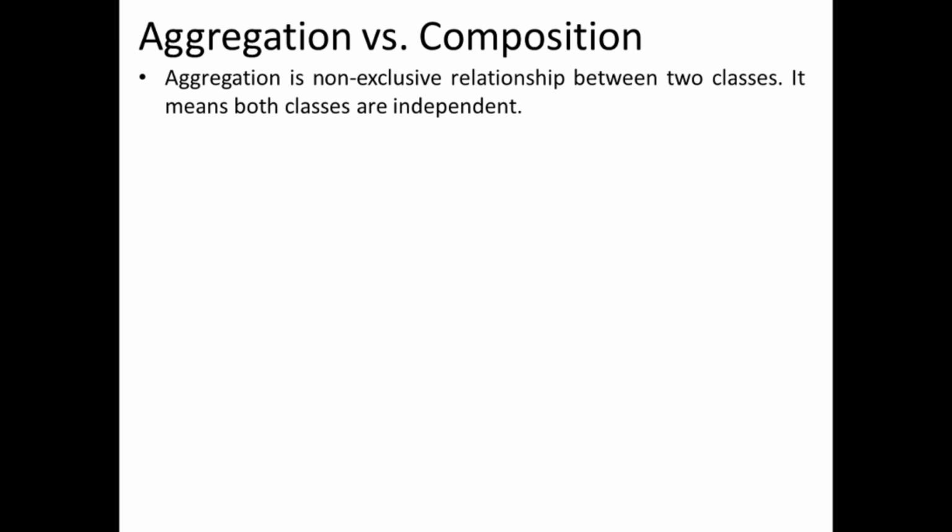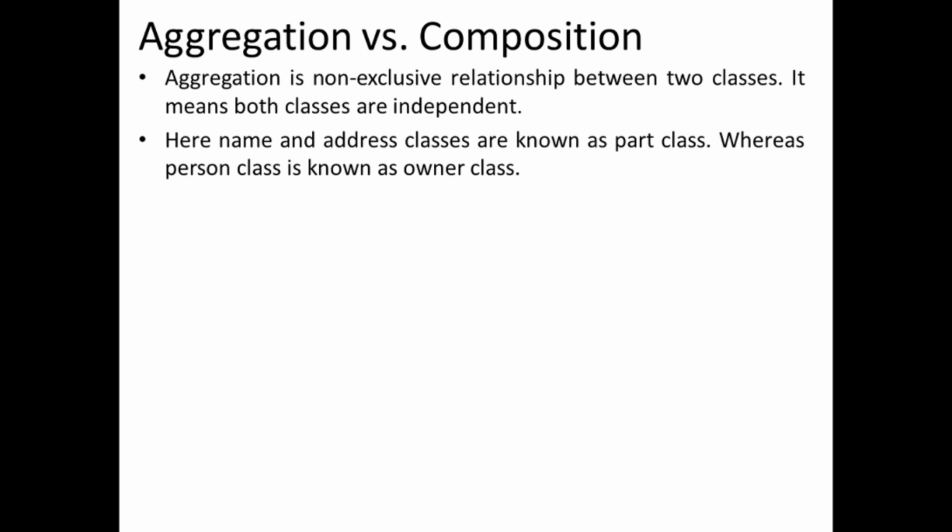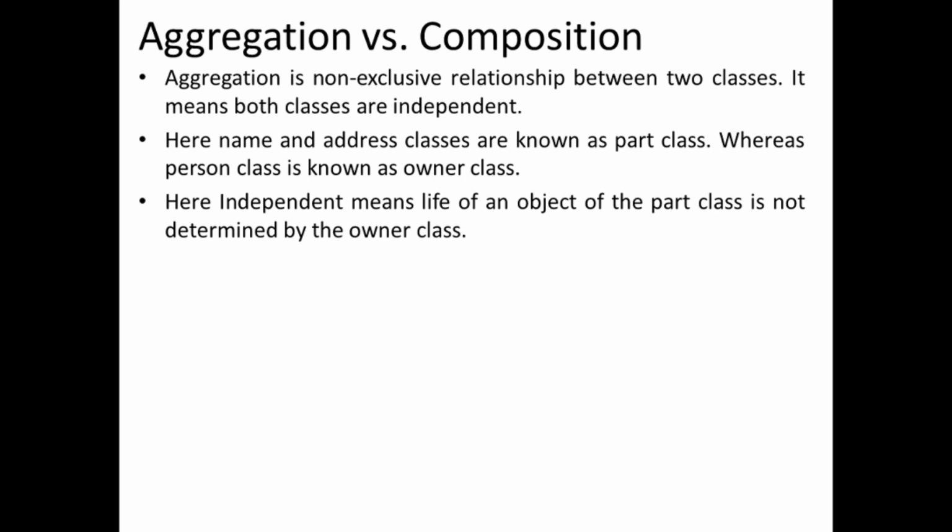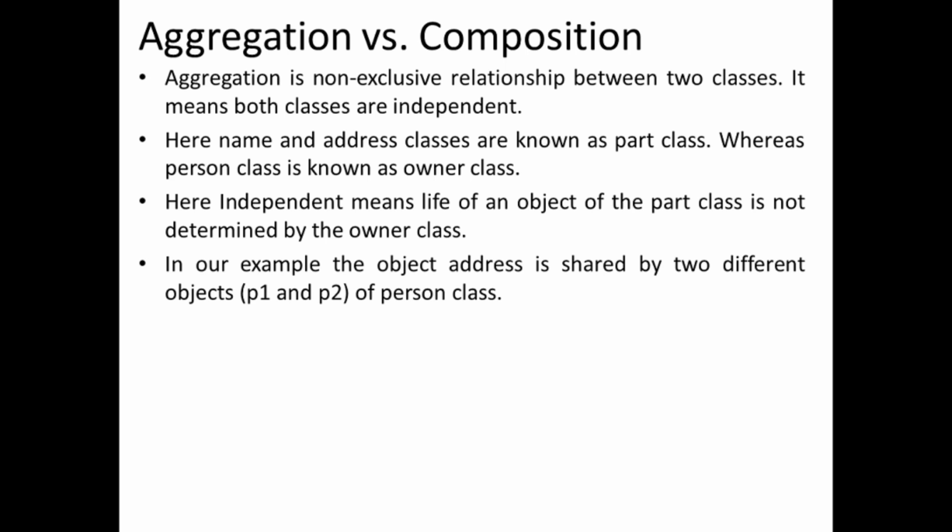Let's have an example again. Aggregation is a non-exclusive relationship between two classes. It means both classes are independent. Here name and address classes are known as part class. Remember, name and address are part class, whereas person class is known as owner class. Here independent means the life of an object of the part class is not determined by the owner class.